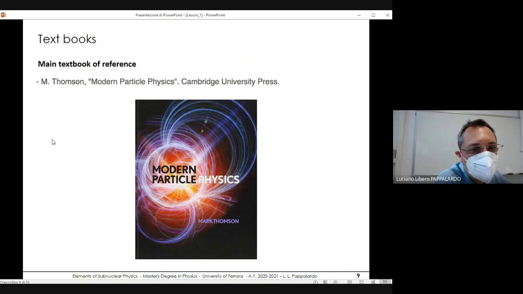About the textbooks, the majority of the course is based on the textbook that you see here, Modern Particle Physics by Mark Thomson. It is an intermediate level textbook. It is quite formal, but not too much. So it is not an elementary introduction. I think it's the right level for this course.